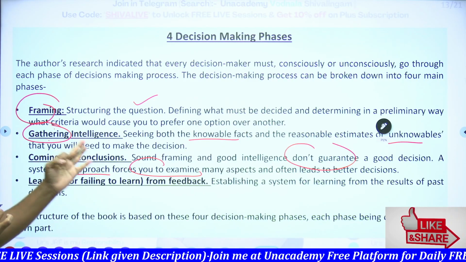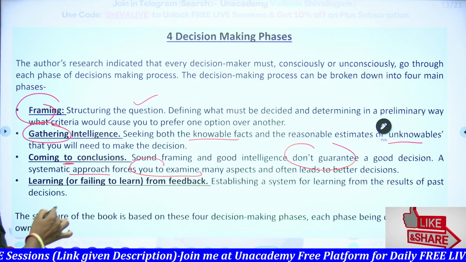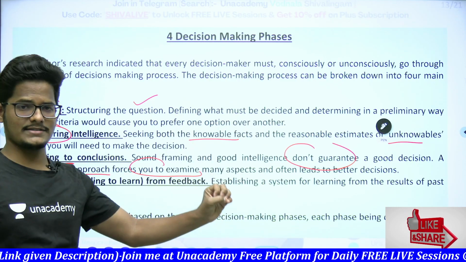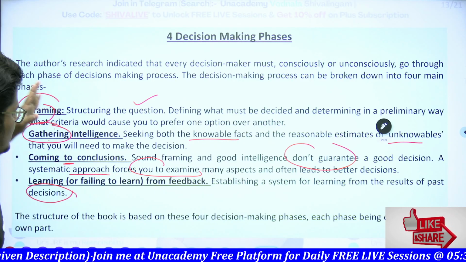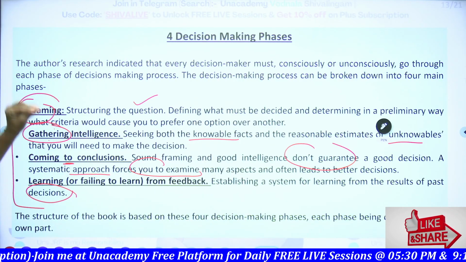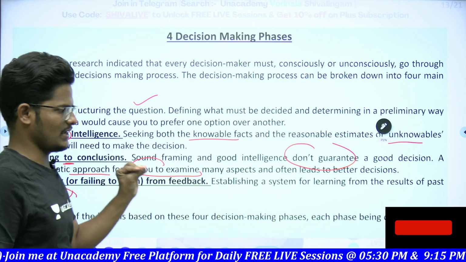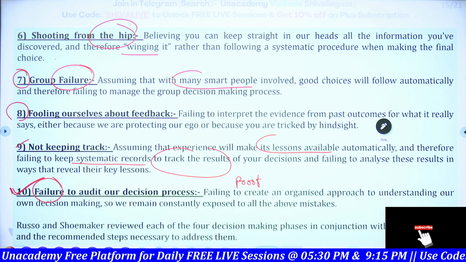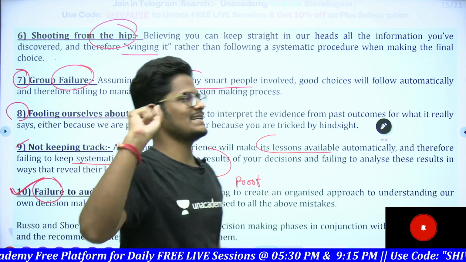And here, establishing a system, learning from the past decision. Whenever we learn from any feedback or results from a past decision, it will be a proper and better decision. If we can follow these 4 phases of decision making, we can avoid these 10 traps of decision. So there are 10 decision traps.